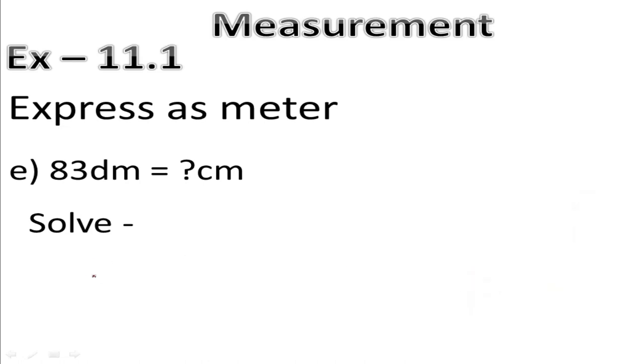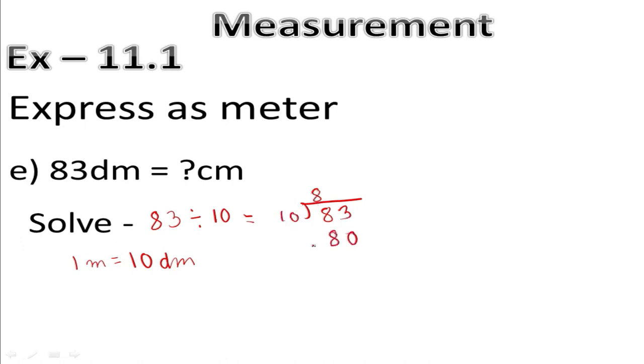As we all know, 1 meter equals 10 dm. So we will divide 83 with 10. Let's divide 83 with 10. 10 into 8 equals 80. We subtract, we get 3 remaining. We add a decimal, then a 0 here. Then we do 10 into 3 equals to 30. We subtract, we get 0. So our answer is 8.3 meters.